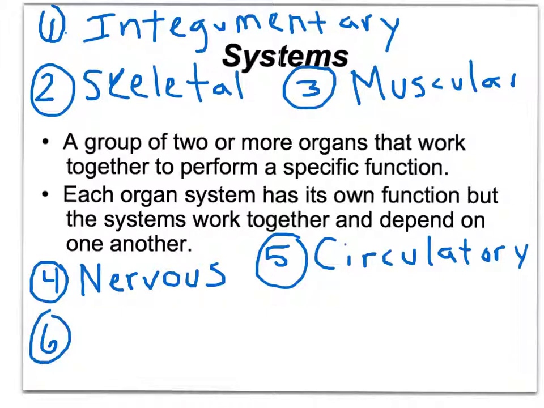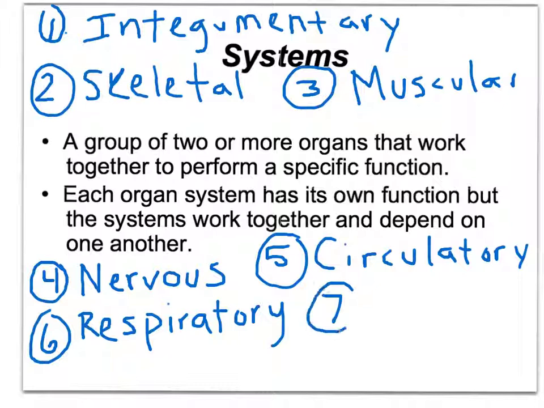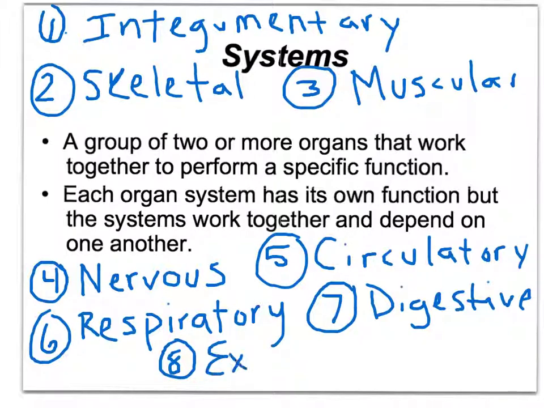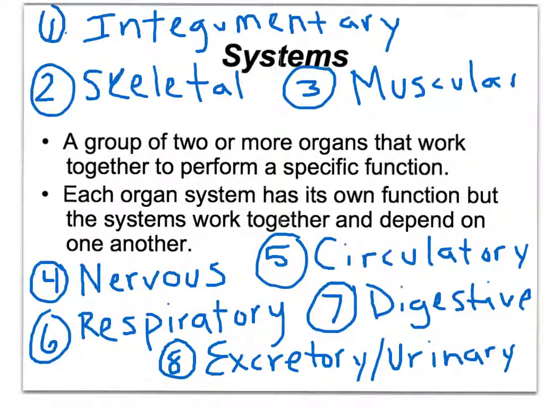The sixth is respiratory. And that's breathing in your lungs. Number 7 is digestive. And that is eating and getting rid of solid waste. And number 8 is excretory / urinary. They use the words interchangeably. Which is getting rid of liquid wastes.